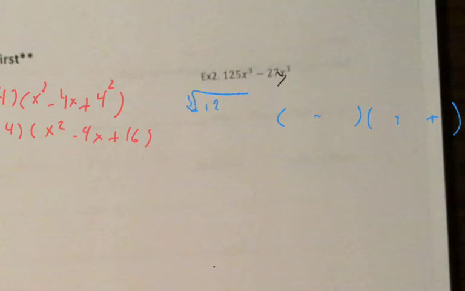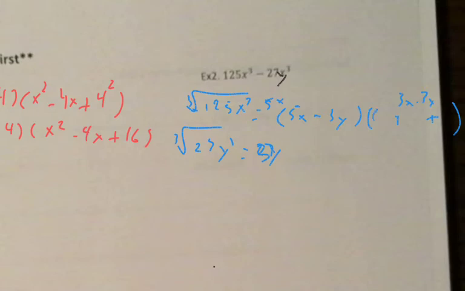So we have 125x cubed. That comes out to 5x. And we have the cube root of 27y cubed, and you get 3y. So our first term minus our second term, so 5x minus 3y. In the middle we have 5x times 3y. Clean that up.